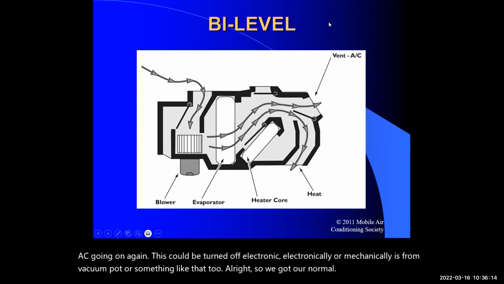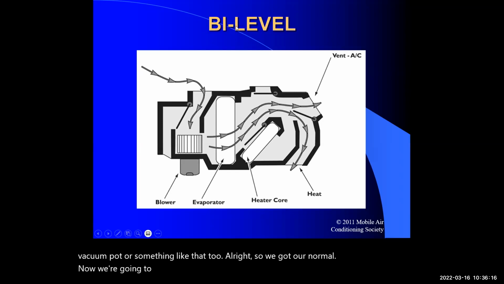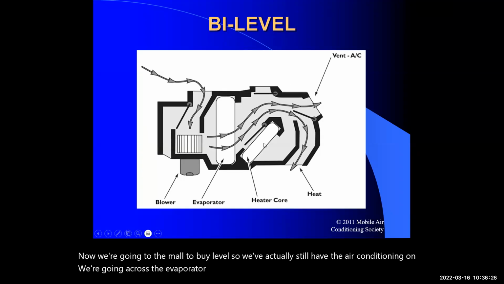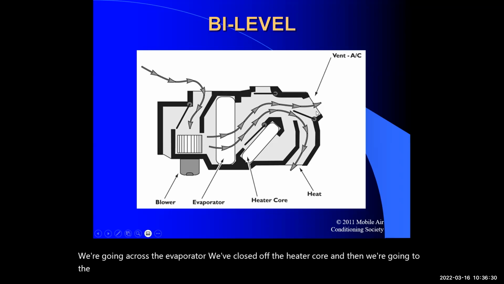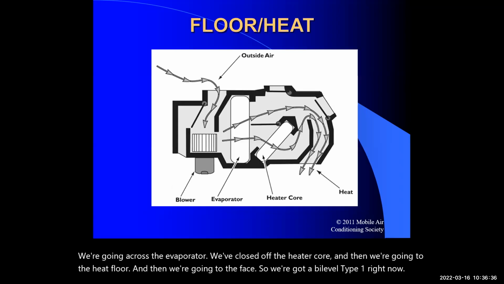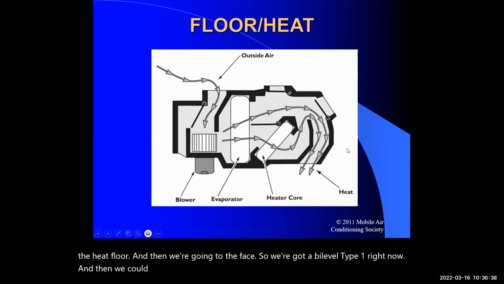Now we're going to the bi-level. So we still have the air conditioning on. We're going across the evaporator. We've closed off the heater core, and then we're going to the heat floor, and then we're going to the face. So we're at a bi-level type one right now. And then we could go for the heat.